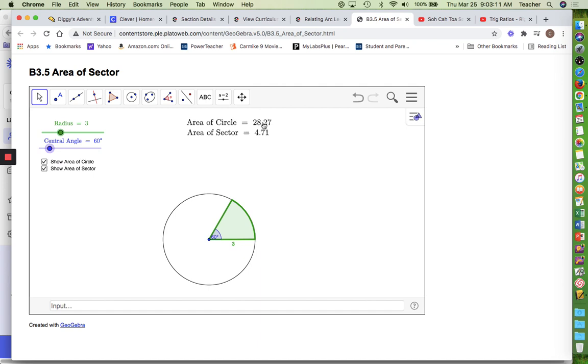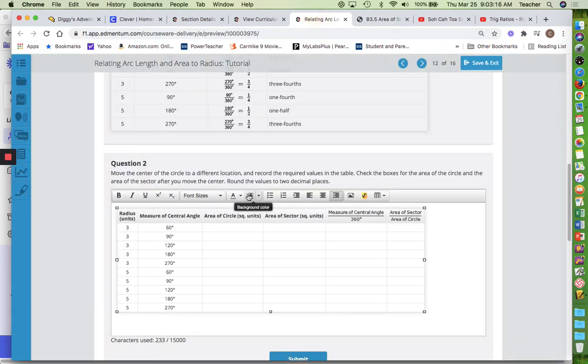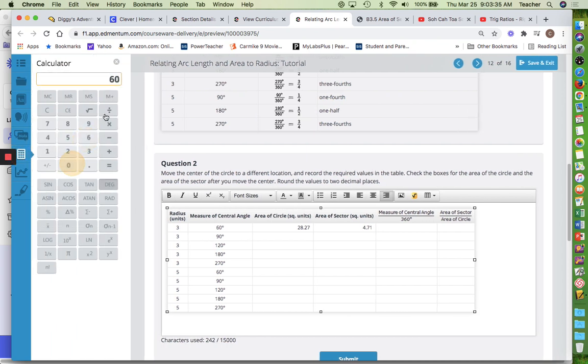I got 28.27 for the area of the circle, 4.71 for the area of the sector. Fine. 28.27, and that one was 4.71. Measure of the central angle, so 60 divided by 360. All right, so 1/6.